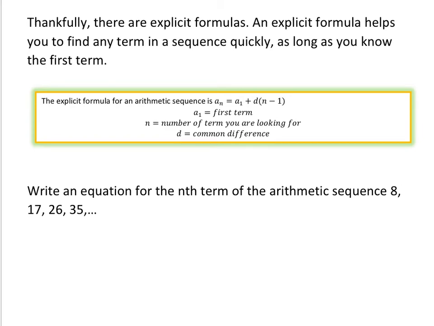So thankfully there are explicit formulas. An explicit formula will help you find any term in a sequence quickly, so you don't have to know the term that's directly in front of it like you do with recursive formulas. So if we look at the explicit formula for an arithmetic sequence, you need to know the first term. That's something you have to know for explicit formulas. You can use n to find the number of the term that you're looking for, and d is going to be your common difference. So let's look at an example.